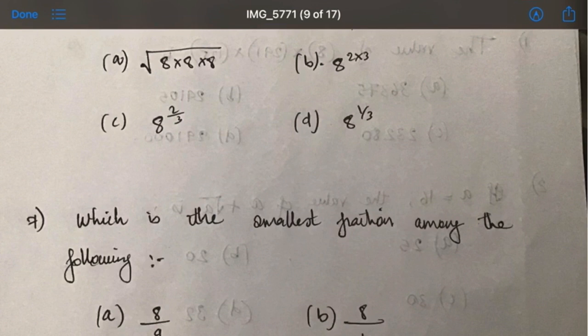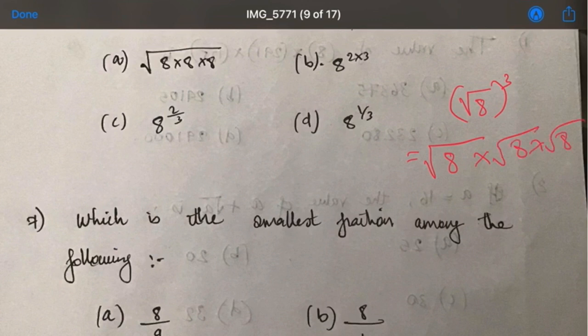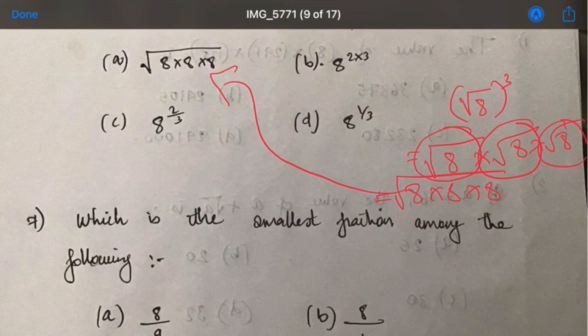So the value of it is asking root 8 the whole cube. Please do not go to any other method, follow only this method. Root 8 into root 8 into root 8, right? So on combining all this, root of 8 into 8 into 8, which is the first option. This is a rule actually, because if the integer squares are coming, root a into root a into root a means root of a into a into a is the answer.